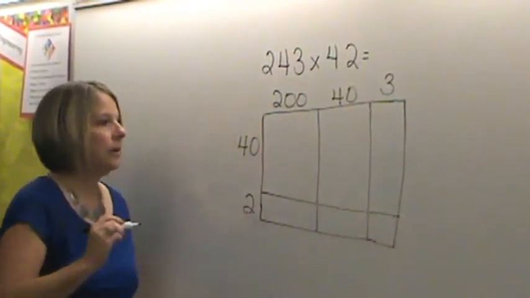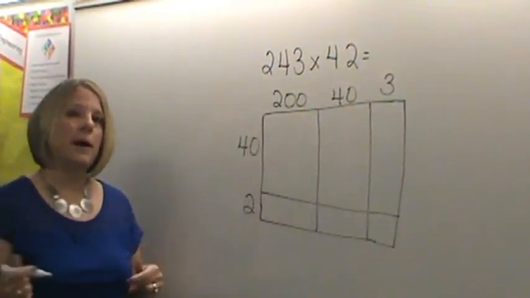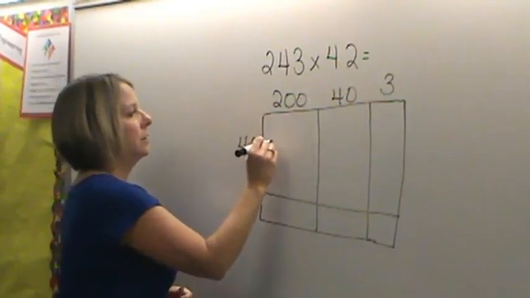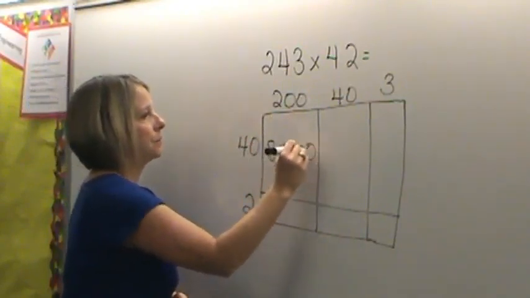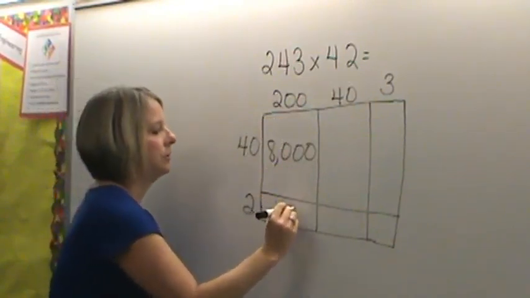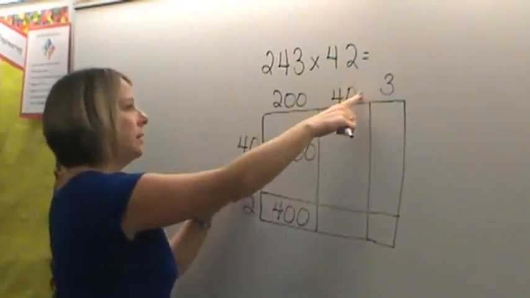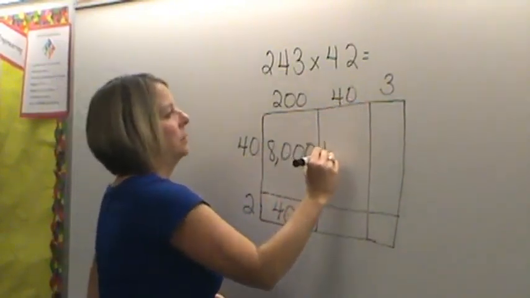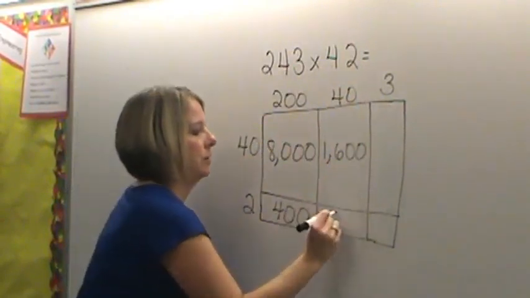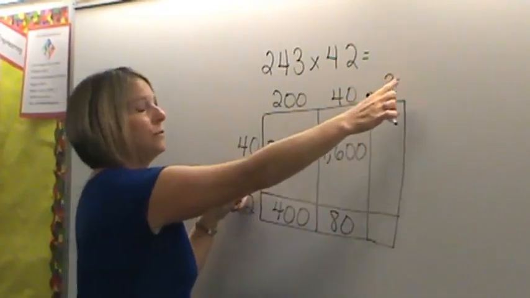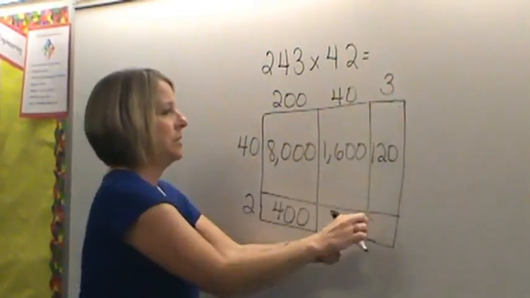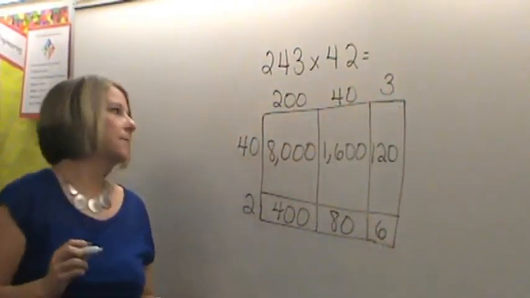And now the students have their 6 boxes, so we can start multiplying again. 200 times 40, which would give us 8,000. 200 times 2, which would be 400. 40 times 40, 1,600. 40 times 2, 80. 40 times 3, 120. And finally, 3 times 2, which is 6.